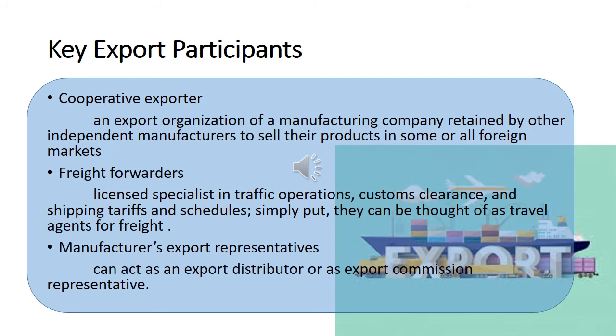There is the cooperative exporter, an export organization of a manufacturing company retained by other independent manufacturers to sell their products in some or all foreign markets. Freight forwarder, a licensed specialist in traffic operation, customs clearance and shipping tariffs and schedules. Simply put, they can be thought of as a travel agent for freight. And the manufacturer's export representative can act as an export distributor or as an export commission representative.